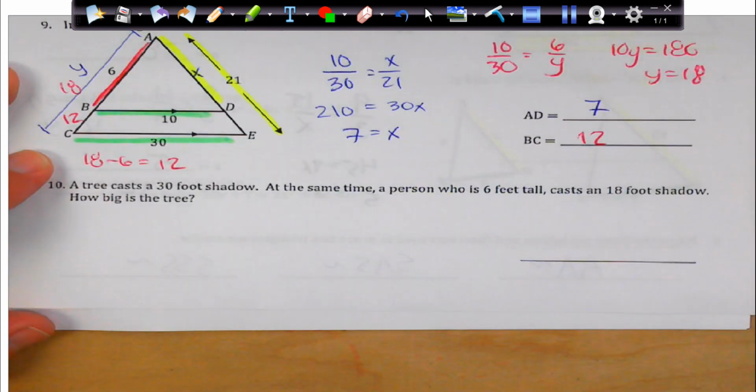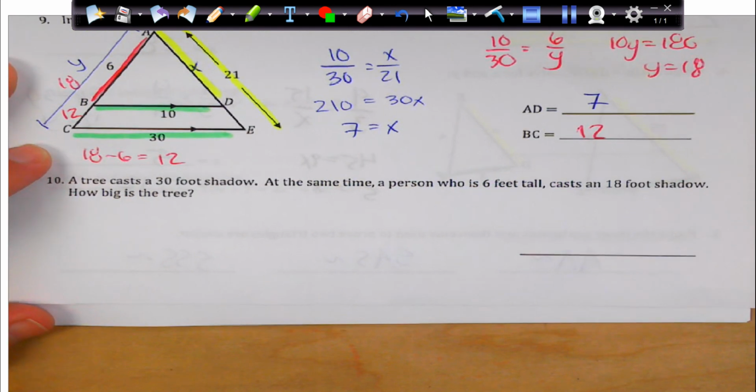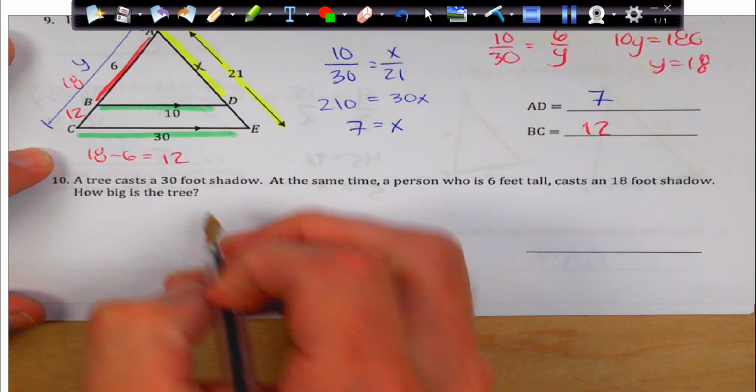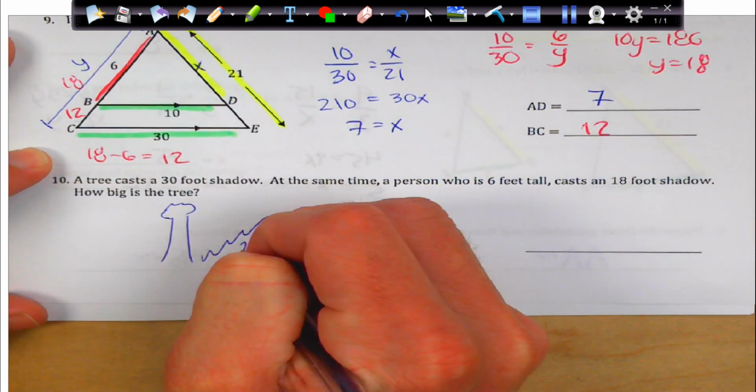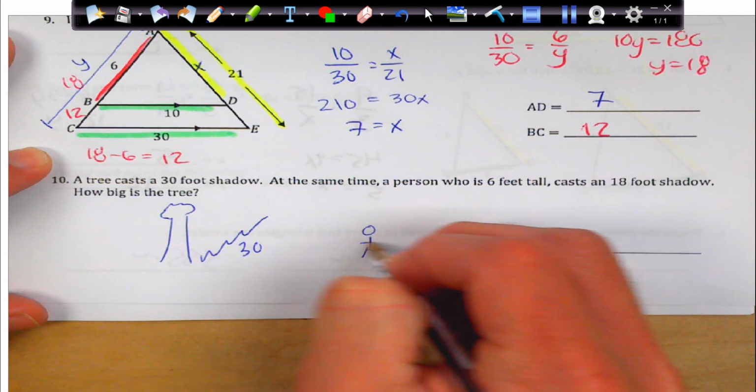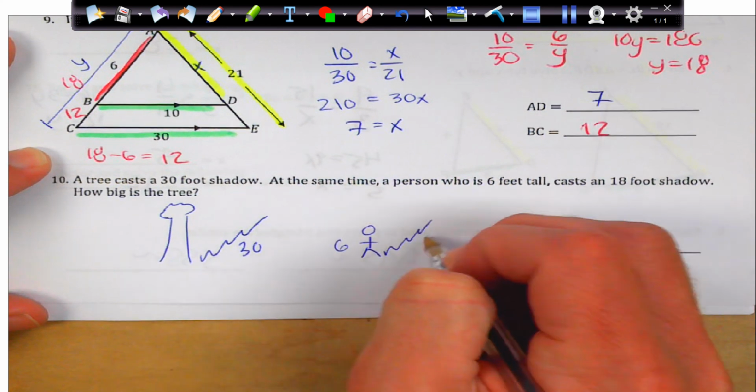A tree casts a 30-foot shadow at the same time a person who is 6 feet tall casts an 18-foot shadow. How big is the tree? So we can draw a tree with a 30-foot shadow. I could draw a person that's 6 foot with an 18-foot shadow. We want to find x.